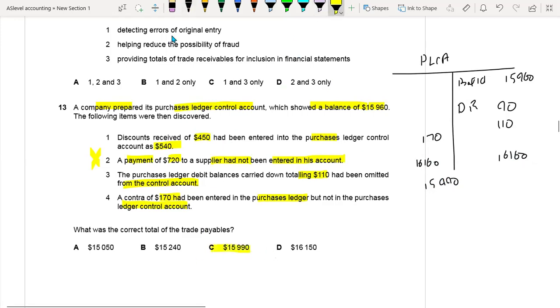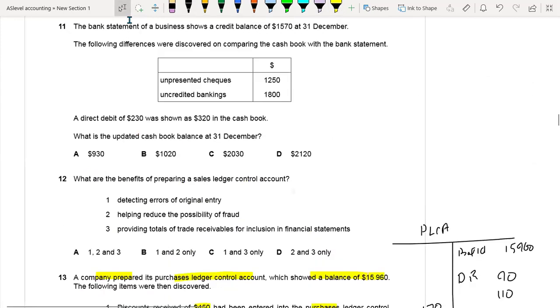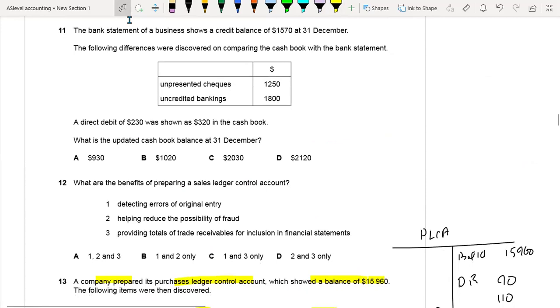Okay. So let's see the other one. What are the benefits of preparing a control account? Okay. So the first benefit is detecting errors of the original entry.